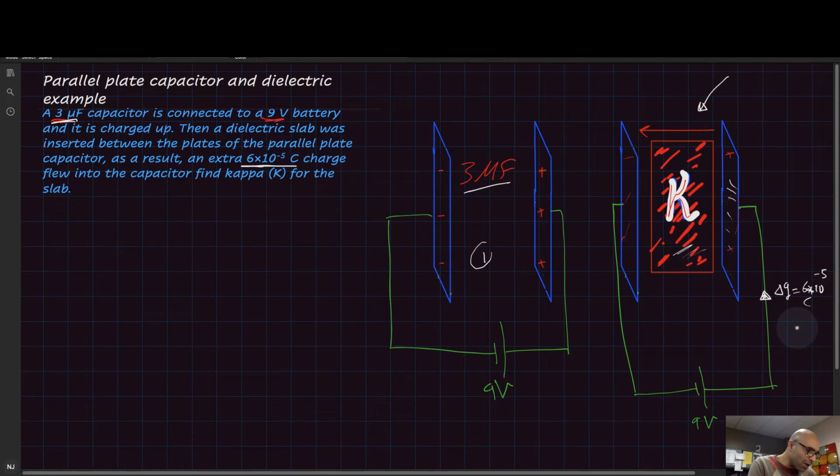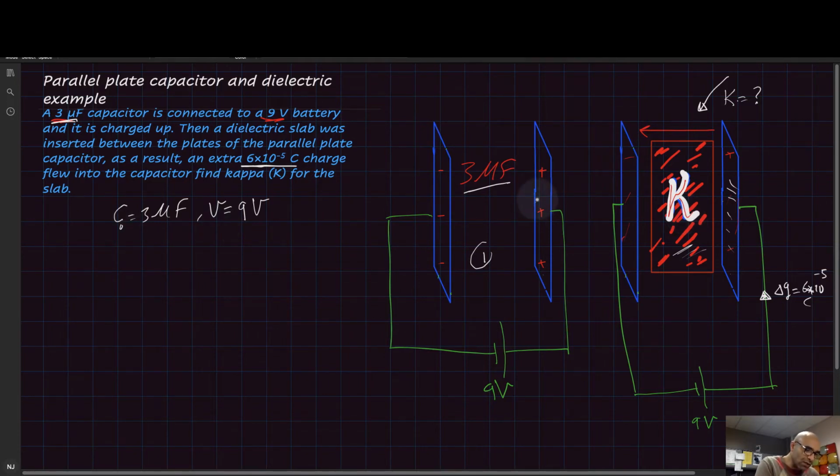Okay, now the question is, what is the dielectric constant of this slab? We don't know. We need to find that. All right, so what do we know? We know the original capacitance, so that's C0 is equal to 3 microfarad. We also know the voltage V is equal to 9 volt. And we know delta Q, how much charge flew into the capacitor after inserting the dielectric slab. We need to find what? Kappa of the slab.